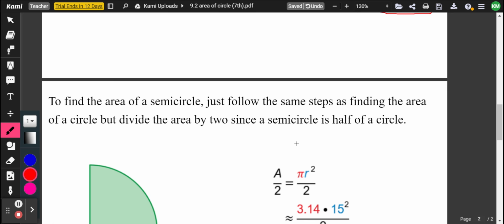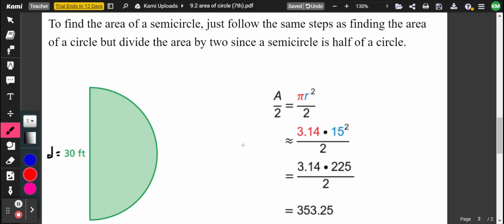Okay, next we are going to find the area of a semicircle. So if you recall from the last lesson, a semicircle is just a half of a circle. So it's basically the same steps as finding the area. The only difference is at the end, we cut our answer in half by dividing by 2, because a semicircle is cut in half.